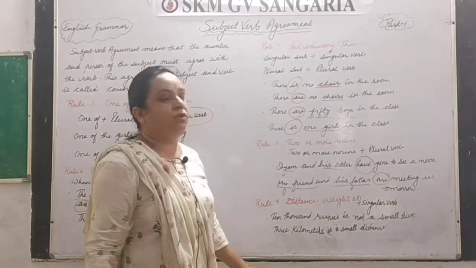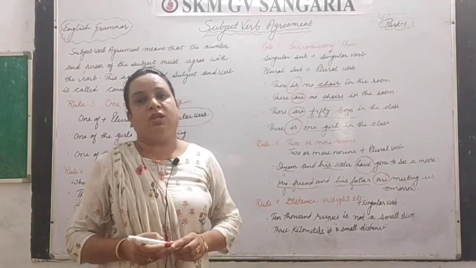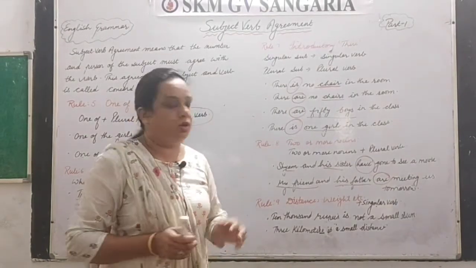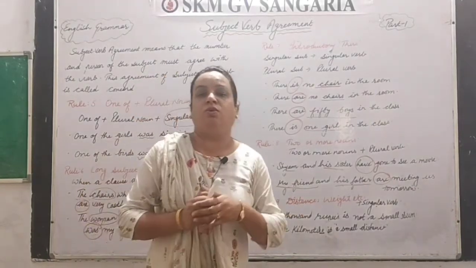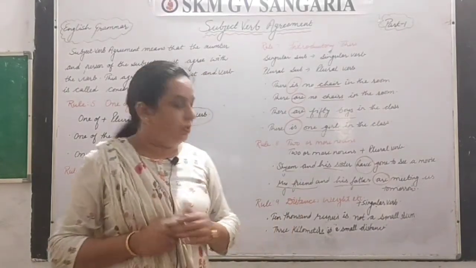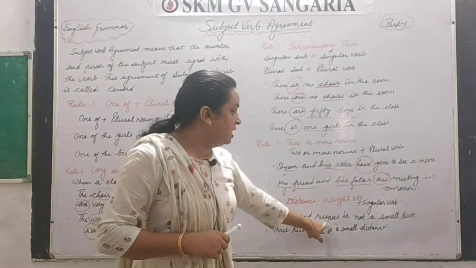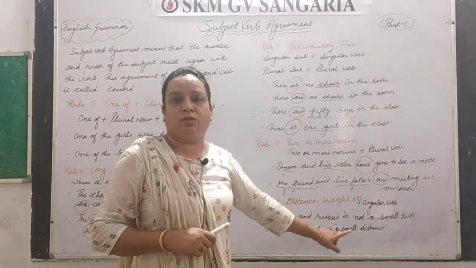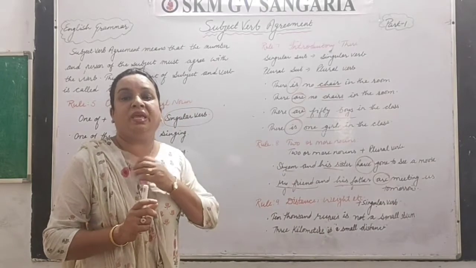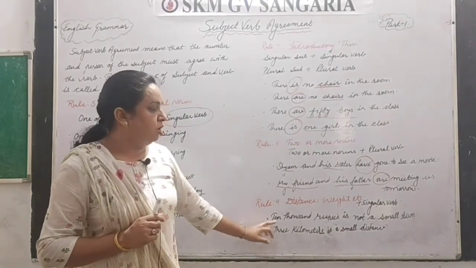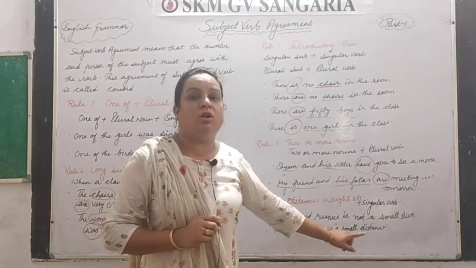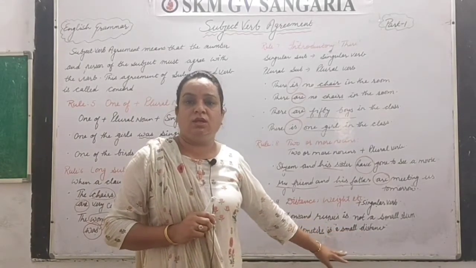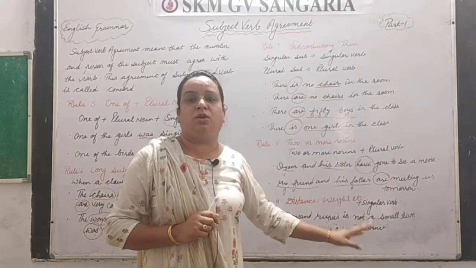So distance and weight, etc. Whenever it is given in plural or singular, whatever it is given, you have to use only a singular verb with this. For example, the 1,000 rupees is not a small sum, right? The 1,000 rupees is not a small sum. Next one, 3 kilometers is a small distance. Clear? 3 kilometers is a small distance.